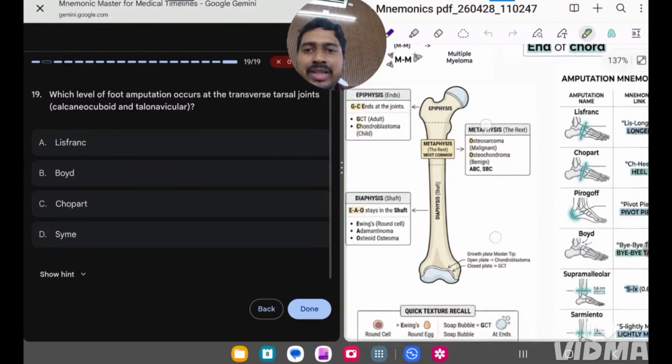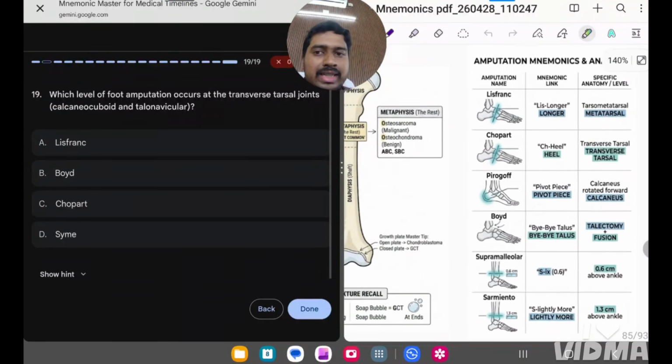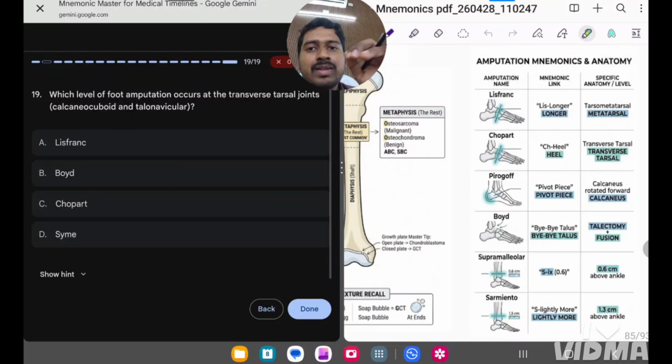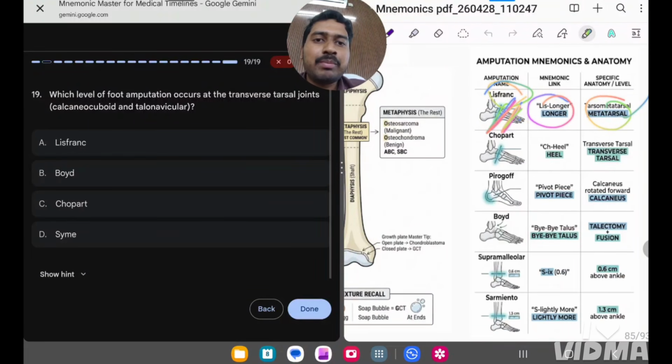Next, foot amputation type. This is the last question. So basically it is asking which is a transverse tarsal. So transverse tarsal means basically it is heel. So for heel you have, how do you pronounce heel? You can also pronounce it as cheel. So cheel means it is Chopart. If it was tarsometatarsal, then it was Lisfranc. Lisfranc means longer. So you are actually going till here, then doing the amputation. So Lis is equal to longer, that is at tarsometatarsal, which is Lisfranc. Chopart is cheel, which means heel, which is at transverse tarsal.